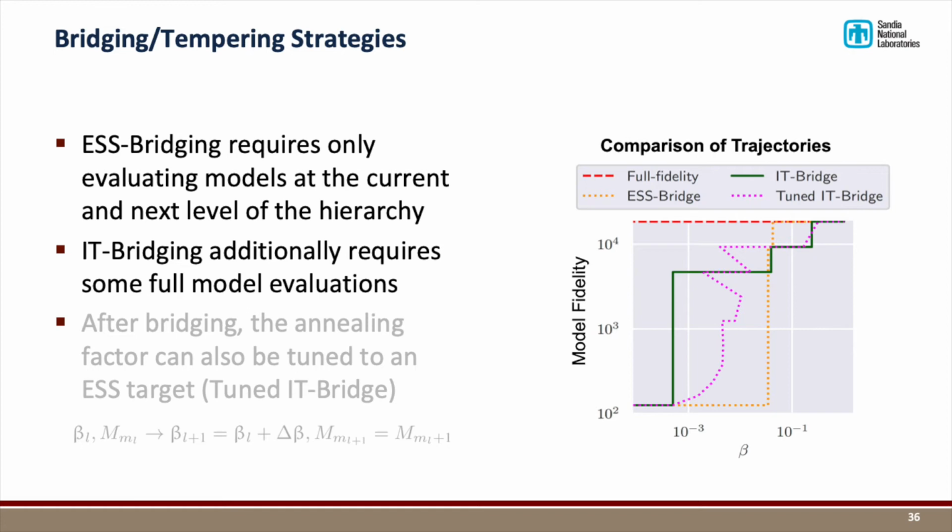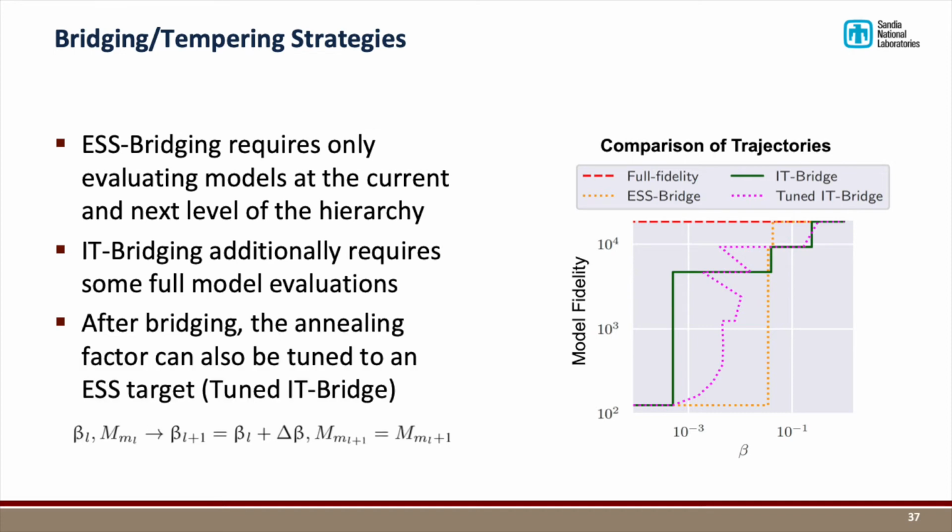The information theoretic bridging, however, is trying to track this ultimate objective of estimating the posterior, but as a consequence, it needs some posterior samples of the full model to estimate the information. So even though it's reducing significantly the number of full model evaluations needed, it still requires some full model evaluations throughout the algorithm. So for an extremely expensive model, this may not be appropriate, but we find in our experiments that it works fairly well and does better than the ESS bridging in terms of computational cost.